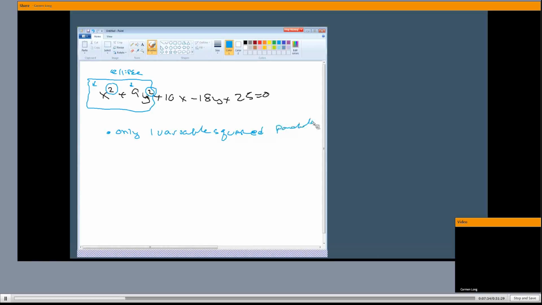If it's an x squared and it's a positive x squared, it opens up. If it's a negative x squared, it opens down. If it's a positive y squared, it opens this way. And if it's a negative y squared, it opens this way. Okay, so that's parabolas. Then you're going to check, okay, so if that's not the case, then that means you're going to have two variables that are squared.